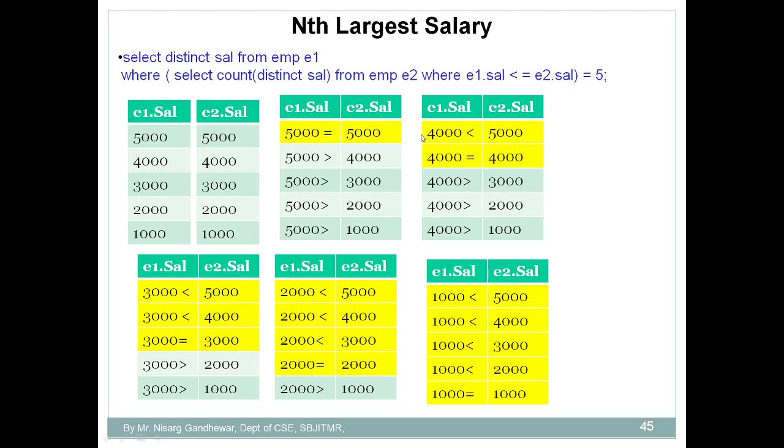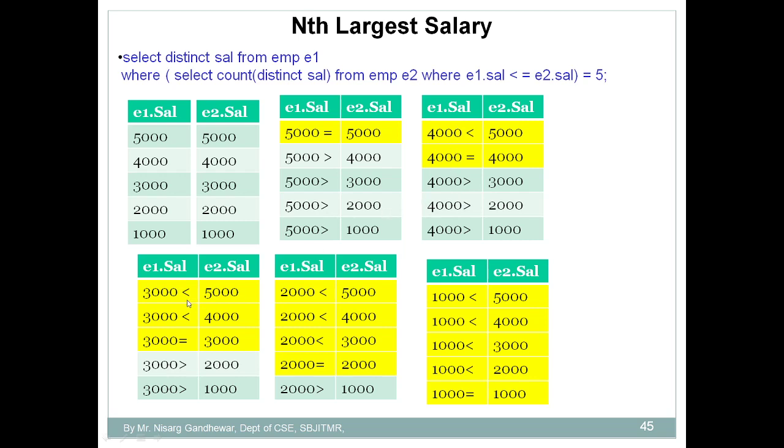Then we consider the second salary from the E1 table. What is the second value? 4000. Is 4000 less than or equal to 5000? Yes. Is 4000 equal to 4000? Yes. After that, is 4000 less than 3000? No, it is greater. So in this case the condition is satisfied only 2 times, and we can say that this is the second largest salary.